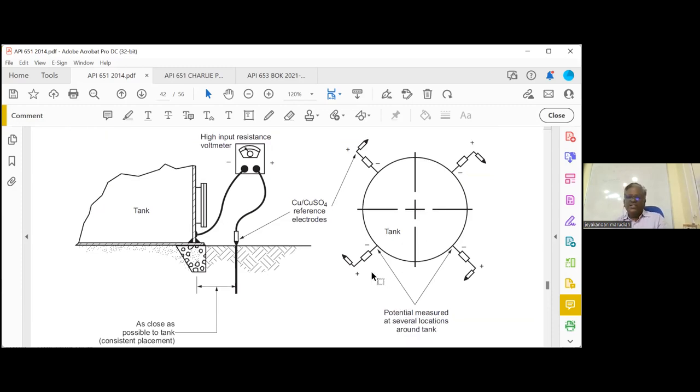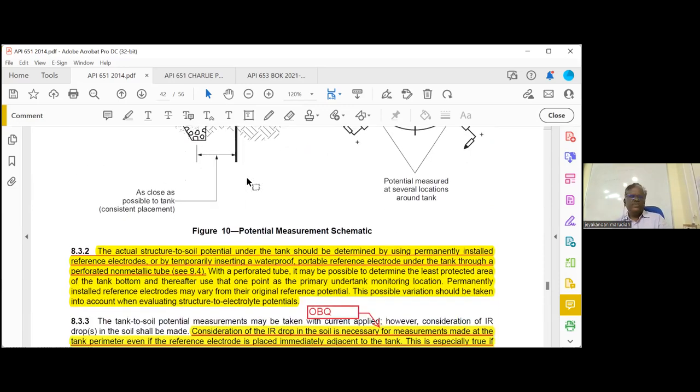Sometimes what will happen, this reference electrode can be permanently installed around the tank. You just clip on and keep checking. At least 4 locations, they will be permanently installed. So you just take the measurement using that clip. That is different; to measure the actual material corrosion, a corrosion coupon is different. Periodically remove it and check how much it is corroded.